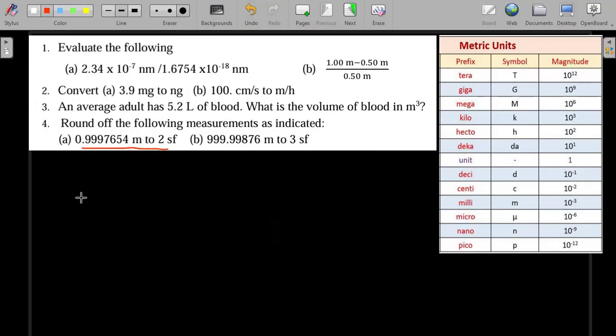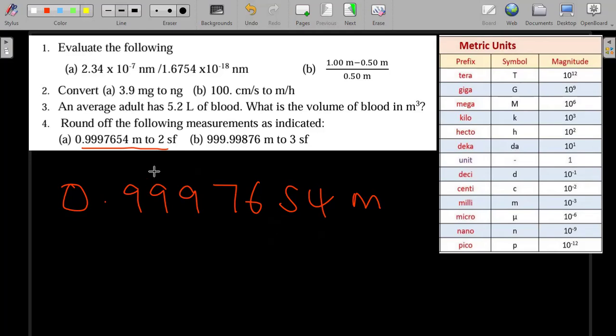So A, we have 0.9997654 meters. They're telling us to round off this number to two significant figures. So what are we going to do? First of all, we can express this number in scientific notation, or we can round it off just the way it is.